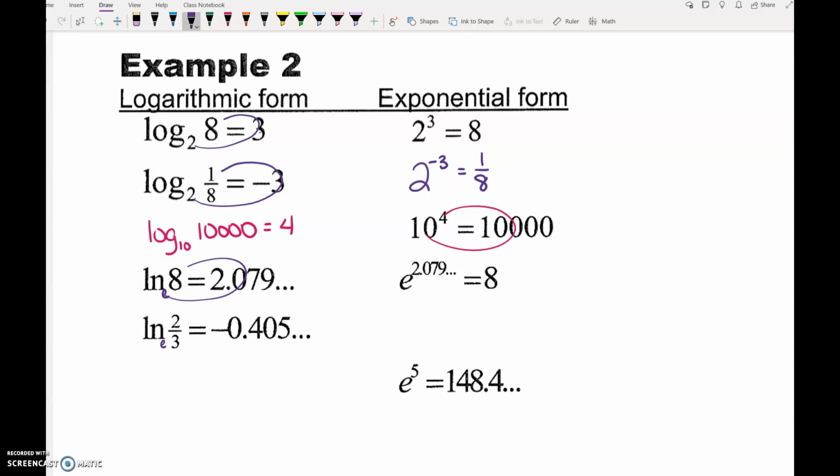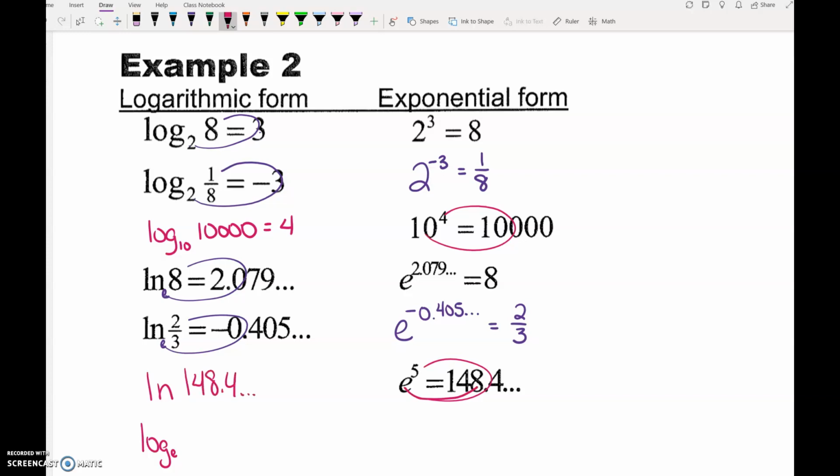So now let's imitate that. ln means base e, woo, e to the negative 0.405 ... equals 2/3. And then going the other way, woo, we've got log base e. So if you want to, you can write log base e, and I would count it right, but log base e is the same as ln. So log base e of the number 148.4 ... equals 5.